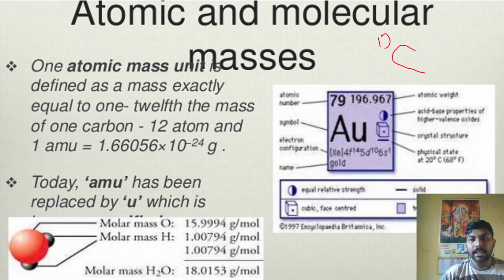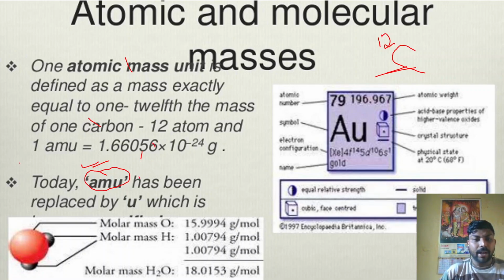Though you know about these things, I have to tell this again, so we can recap all the things and read all the parts again. Whenever I talk about atomic mass, we use a unit called the atomic mass unit, represented as AMU. Now what does it mean? Atomic mass unit is a mass exactly equal to 1/12 the mass of one carbon 12 atom.